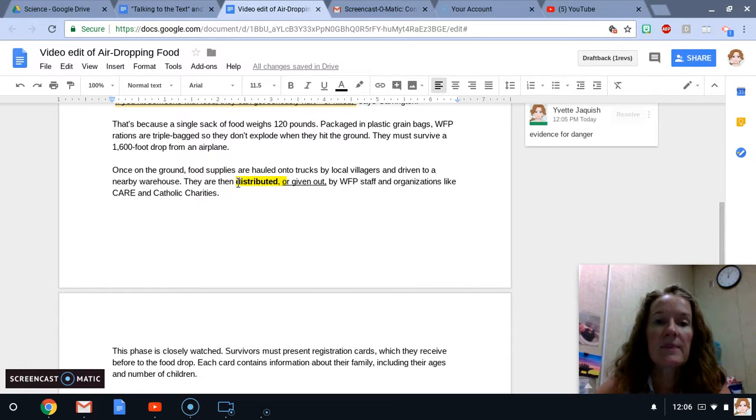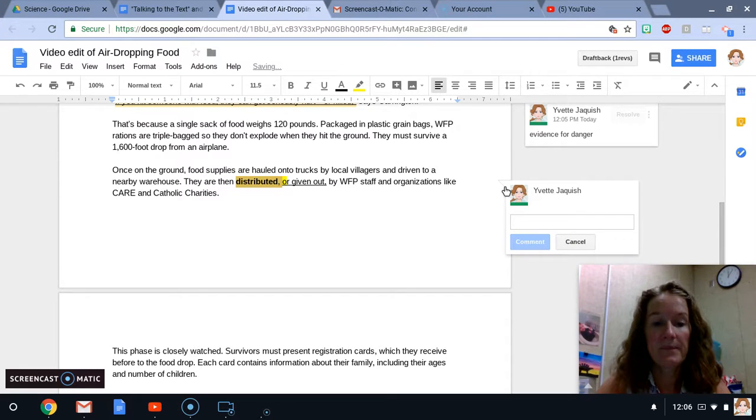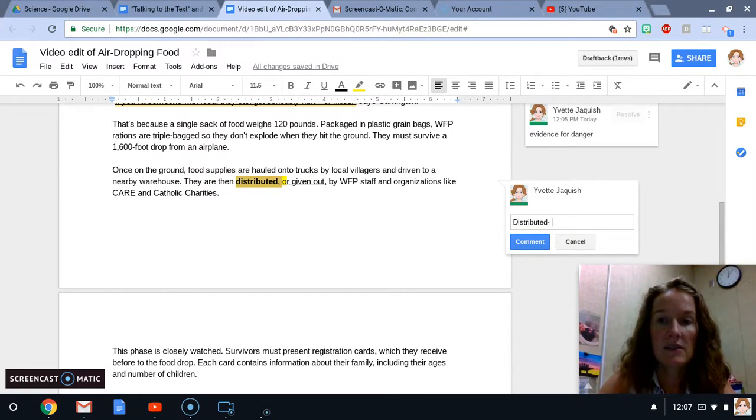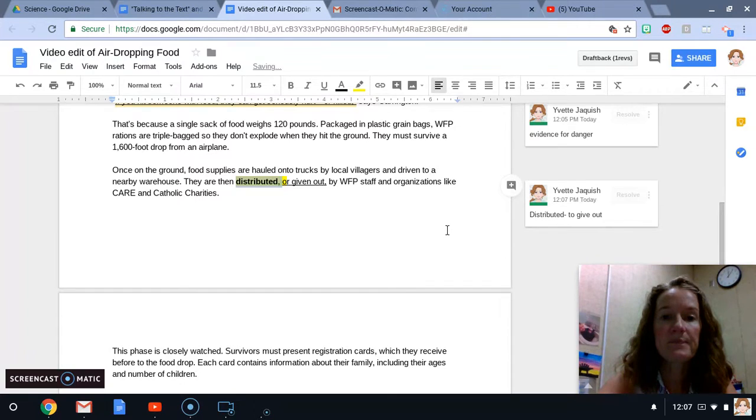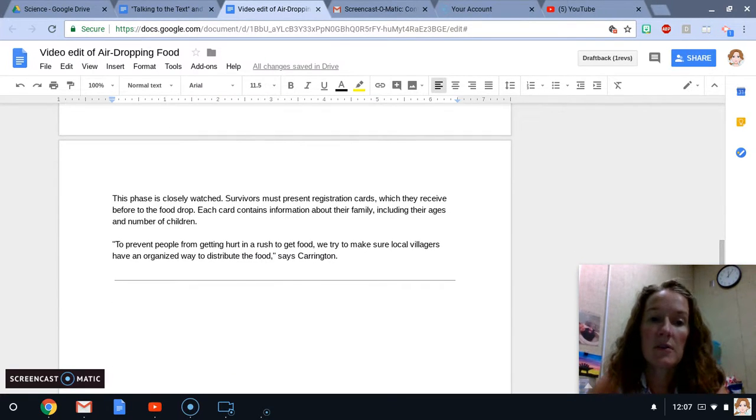Now they gave me my definition right after, or given out by the WFP staff and organizations like CARE and Catholic Charities. So on the side, I've got a vocabulary word, distributed, to give out, and there's my definition, so I've got that later. This phase is closely watched. Survivors must present a registration card, which they receive before the food drop. Each card contains information about their family, including ages and numbers of children.